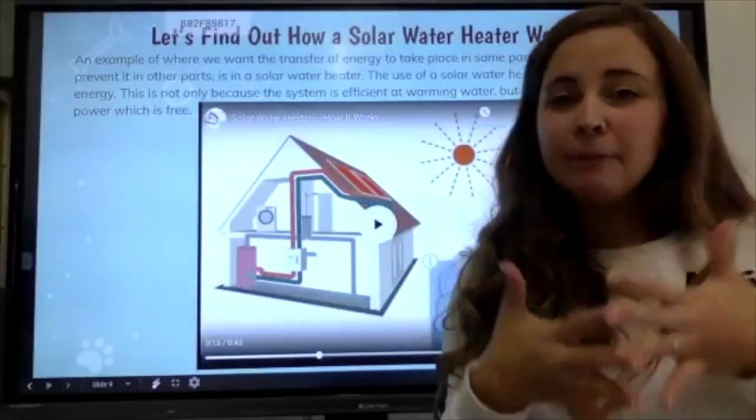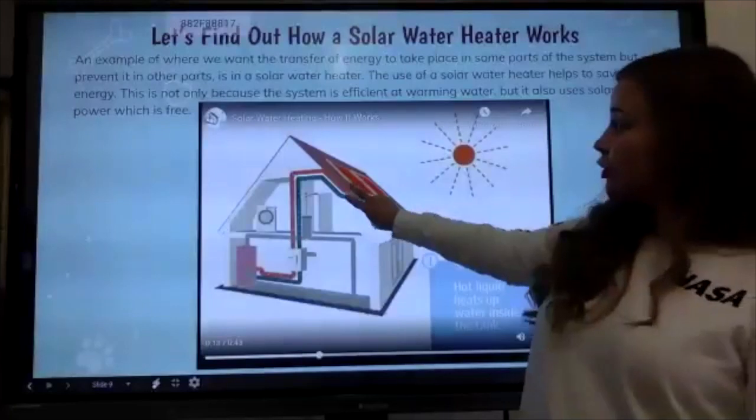Yeah, I think we would want insulators for the water tank, so not a lot or none of the heat will escape from the water tank. Absolutely perfect. Kaylee is absolutely right.